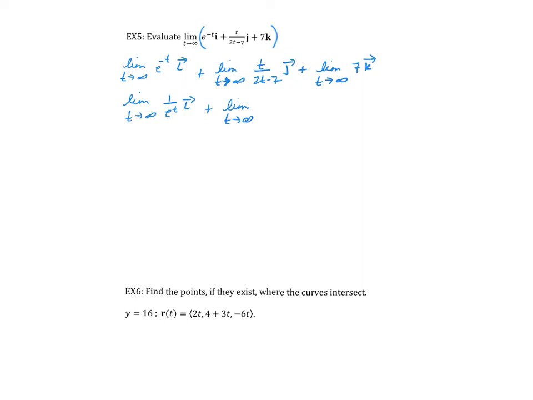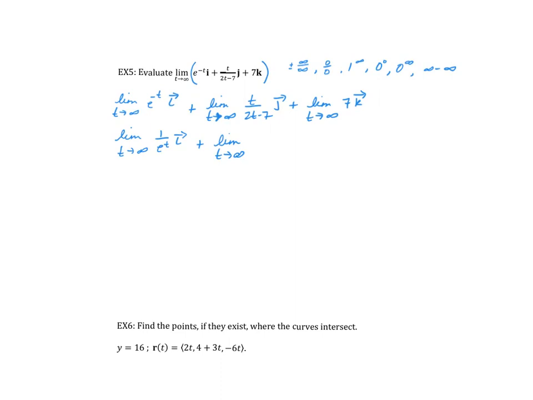limit, if I plug in infinity, I get infinity over infinity, which is an indeterminate form. So just as a review, infinity over infinity, and it could be plus or minus, 0 over 0, 1 to the infinity, 0 to the 0 power, 0 to infinity, infinity minus infinity. These are all indeterminate forms. An indeterminate does not mean the limit does not exist. It means you got to do something else because we cannot determine the limit because it's an indeterminate form.